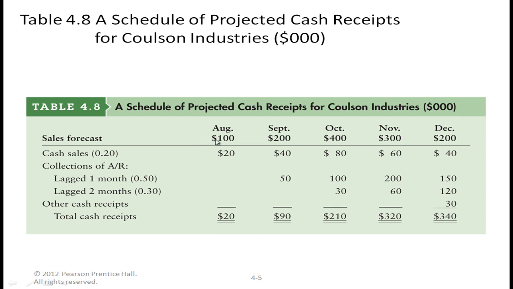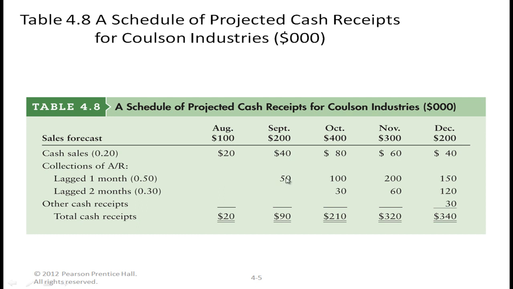Okay, so up here we have the sales forecast, or in this case these are actual numbers, these are forecasts. And how do we work out these numbers? Well, the assumption is historically we found that 20% of sales each month are paid for in cash. So if they sold 100 in August, they get $20 in cash. Okay, 20% of the 200 they sold in September, they get 40, 80, etc. Okay, now after 1 month, half of sales get paid. Now we don't know what happened in July, so we have nothing here for August.